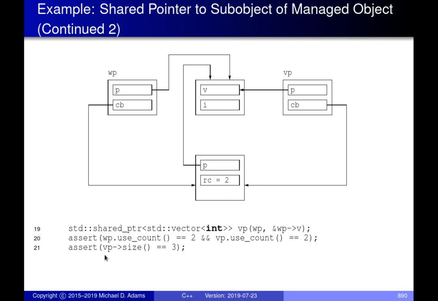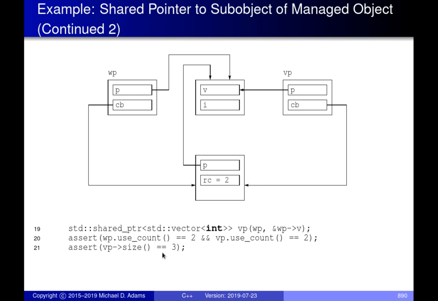And if, for example, I were to check the size, because remember VP is this particular shared pointer here, a shared pointer that points to a vector of int. So when I say VP arrow, the thing I'm referring to is actually a vector, and then I'm applying the size member function and checking it's 3. And if you remember from the earlier code, when we created the vector, the size of the vector was 3, so this assertion should pass as well.